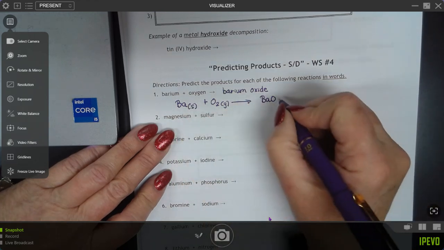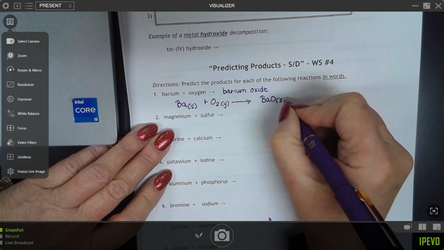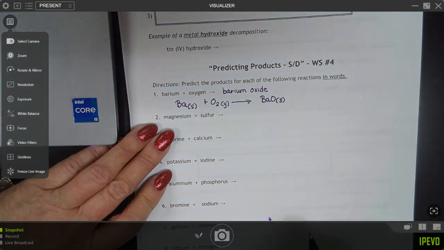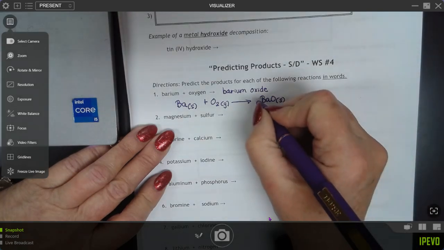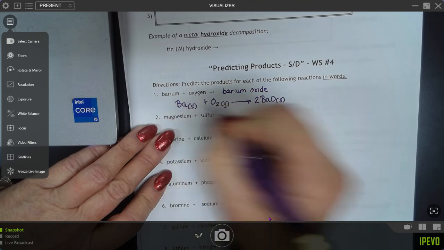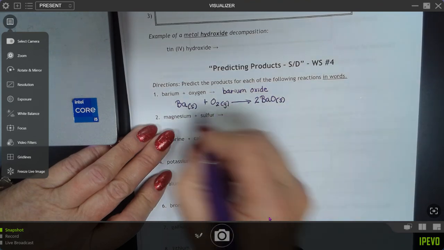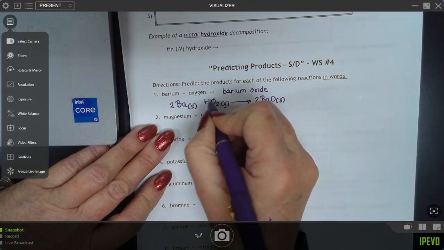In synthesis reactions, the products that you make are going to be solids if they're ionic, which I think they almost always are. If I wanted to balance this, I would put a 2 here because I've got 2 oxygen, and then I need a 2 here, a 1 here.